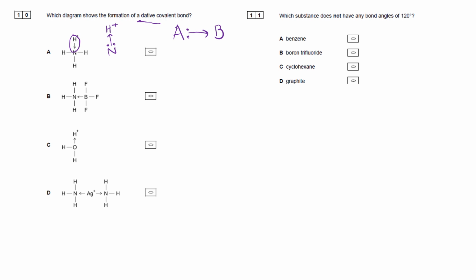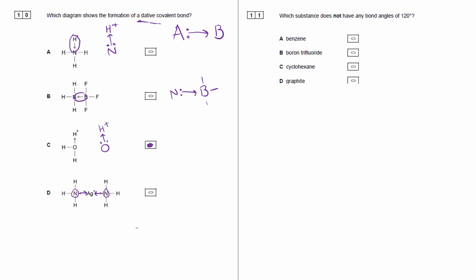Similarly with option B, the nitrogen's got the lone pair, the boron has got 3 bonding pairs of electrons, there's space in its outer energy level to accept those electrons. So again, that dative covalent bond is the wrong way around. For C, oxygen has a lone pair of electrons, hydrogen has room to accept that pair of electrons, so C is the correct answer. And for D, once again, the nitrogen has the lone pair, so that would form coordinate bonds or dative covalent bonds with the silver. Those dative covalent bonds are the wrong way around.